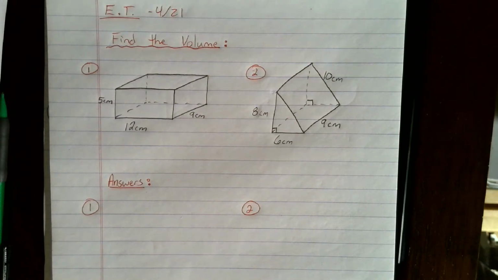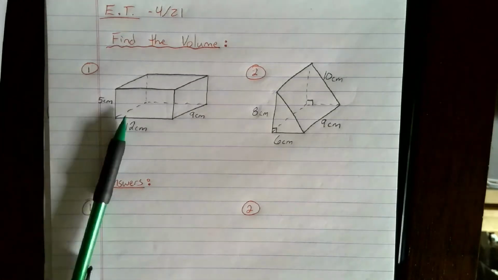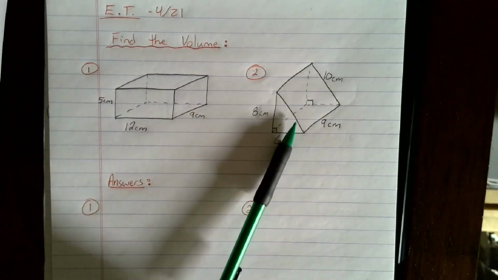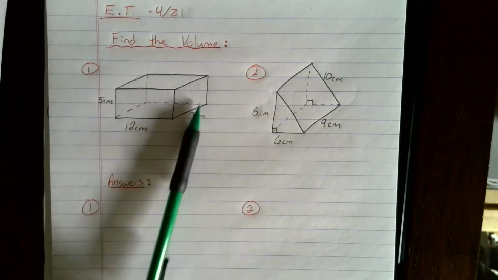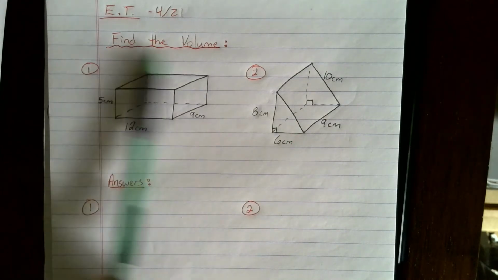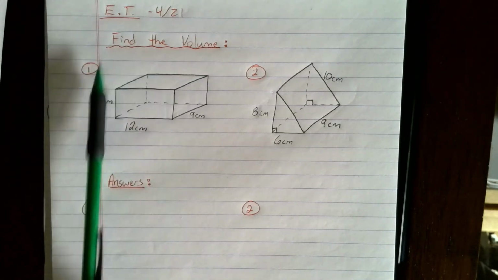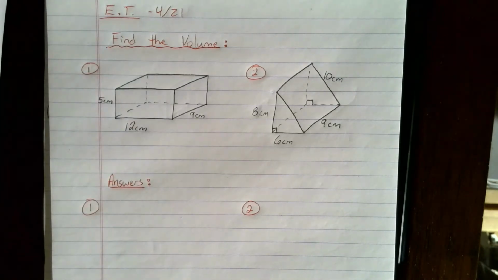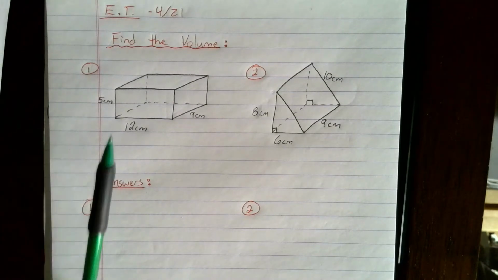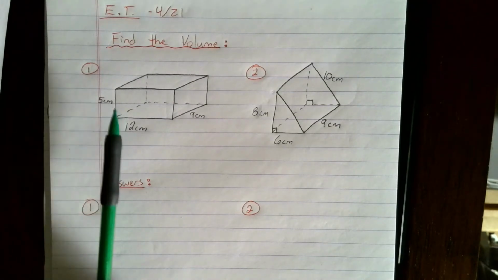We got an entrance task where you're going to find the volume of a rectangular prism here on number 1 and a triangular prism on number 2. So you had a bunch of problems like this. This is the easiest variety of volume problem that you had to try last night on page 15. When you have a rectangular prism, remember the volume is just simply the length times the width times the height.